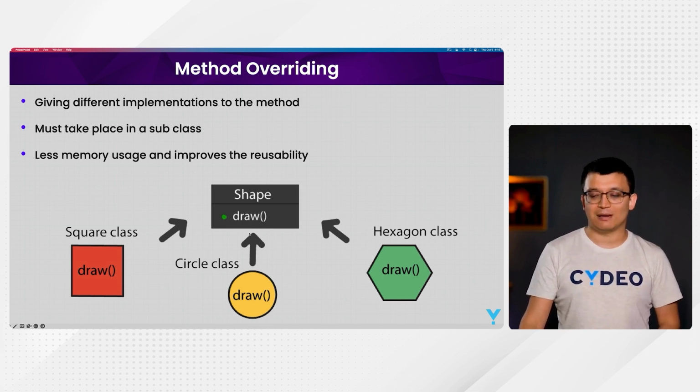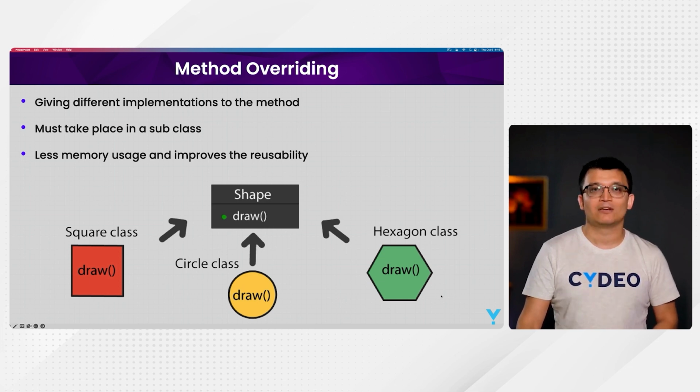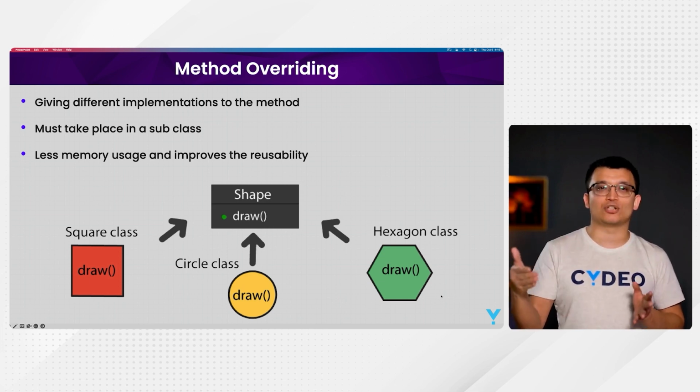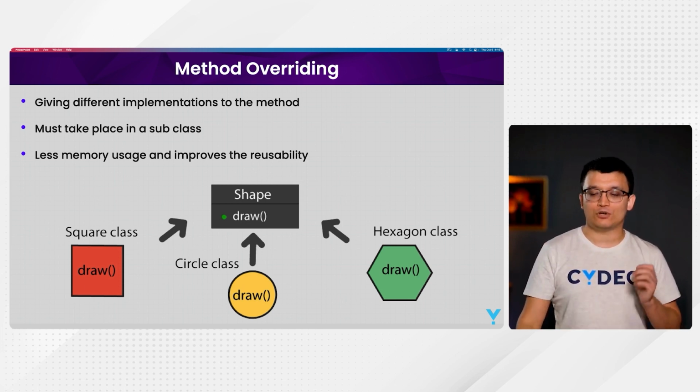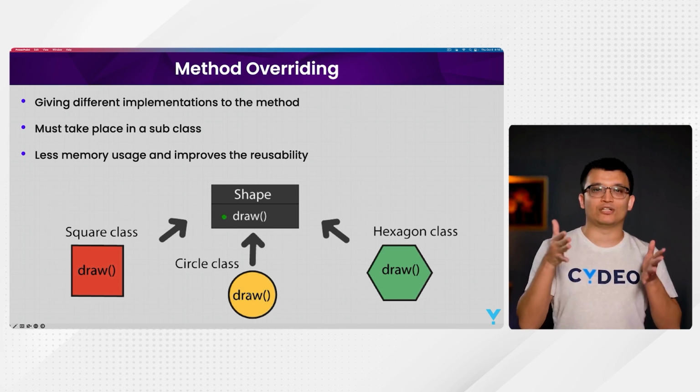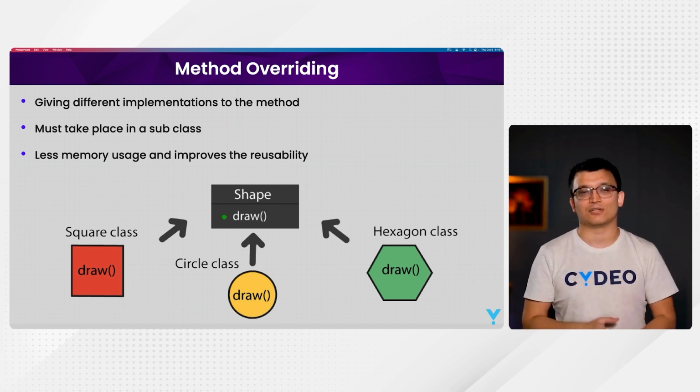In this example, the draw method will have 3 different implementations. And which implementation will be executed when you call the method depends on which object you are calling the method from. If you call the draw method from a Square object, then the implementation that you gave in the Square class gets executed. But if you call the draw method from the Circle object, then the implementation that you gave to the draw method in the Circle class gets executed.